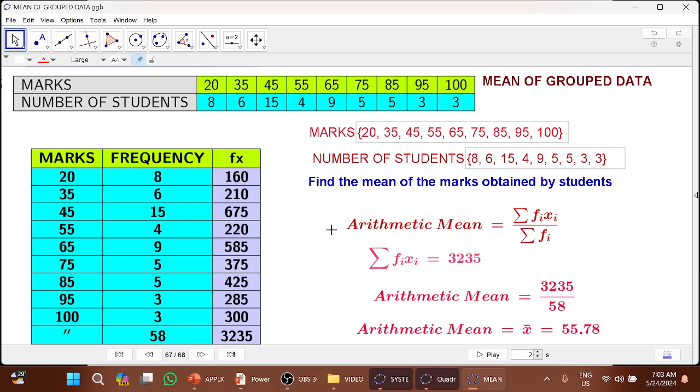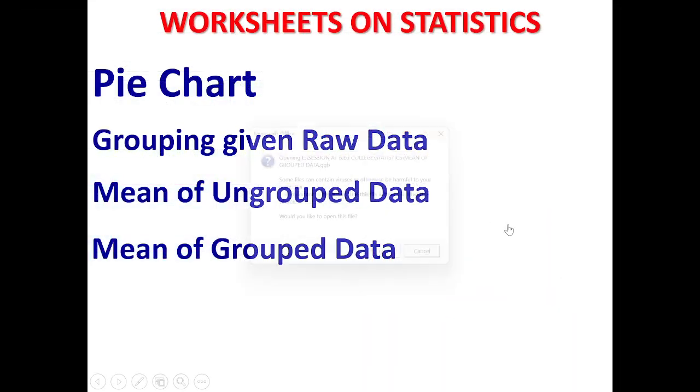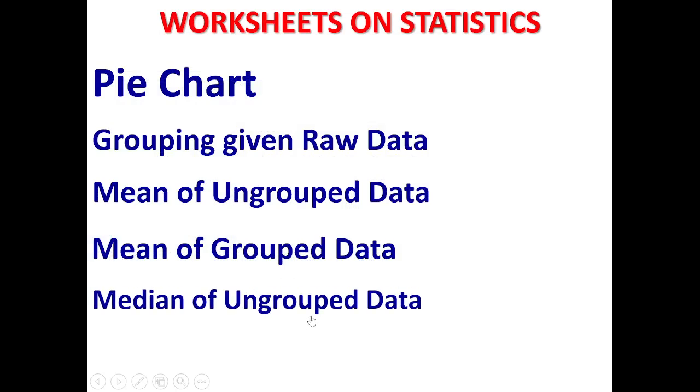Now the child has to simply explain. Here I have taken only 1, 2, 3, 4, 5, 6, 7, 8, 9, 10. Now you can expand this table also, and the calculation is done automatically by the GeoGebra worksheet. Then you can move on to the median of ungrouped data, which is highly interesting.